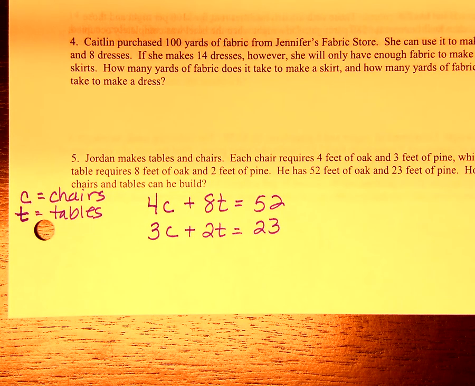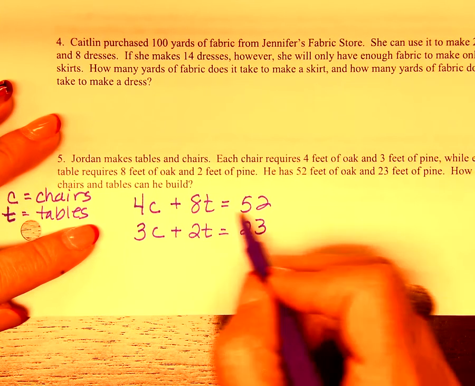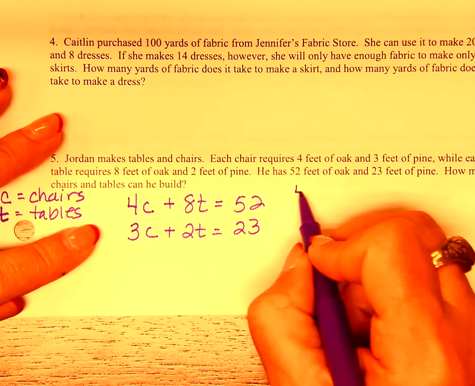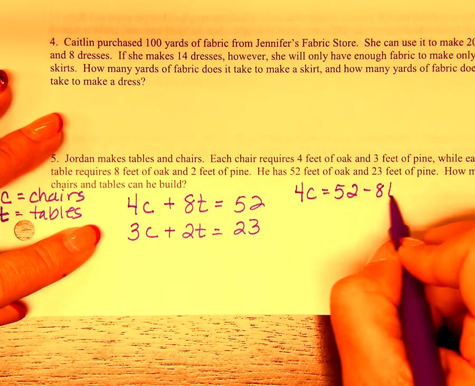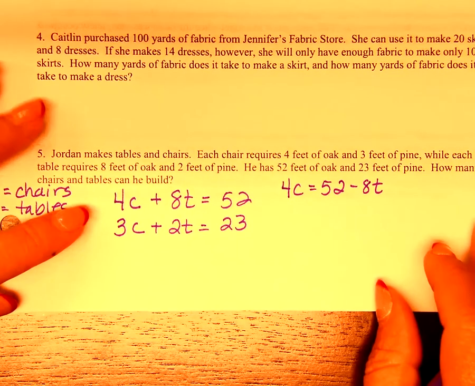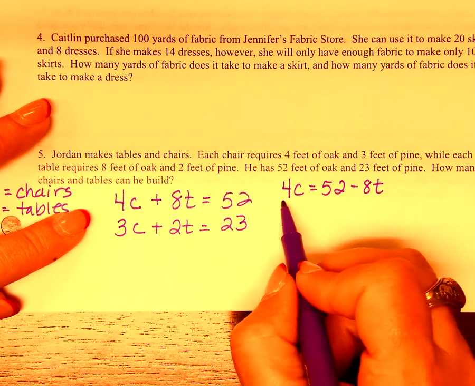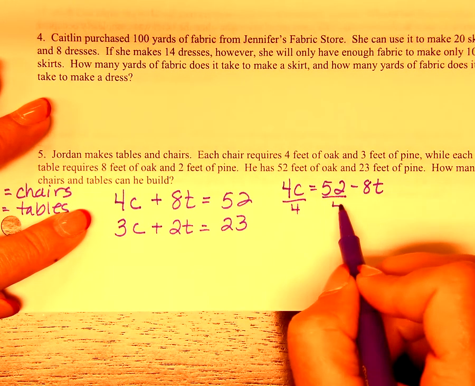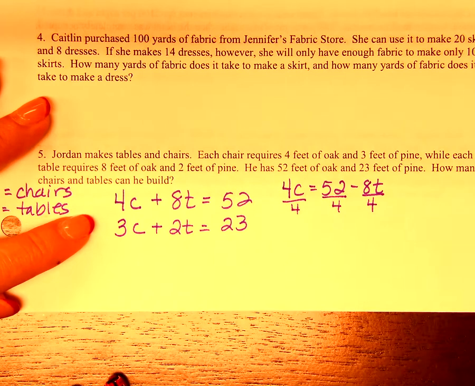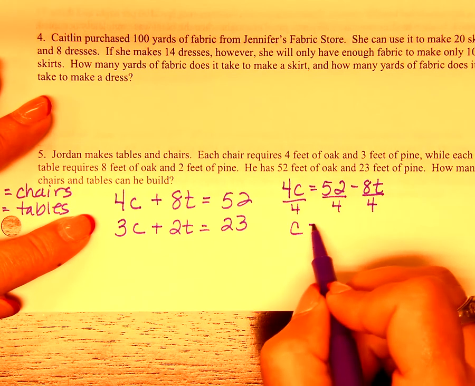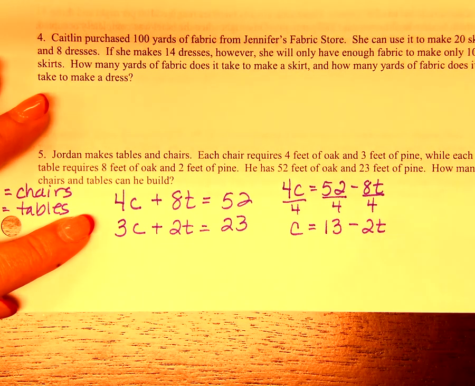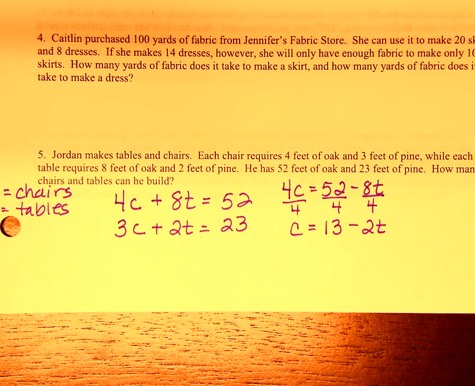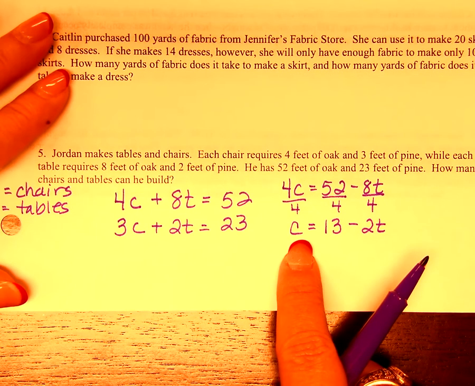Okay, so if I solve that for C, I would need to subtract 8T from both sides, right? So 4C equals 52 minus 8T. And then to solve for C, what would I need to do? Divide everything by 4. So C equals 13 minus 2T. Got it? Now what do I do with this?